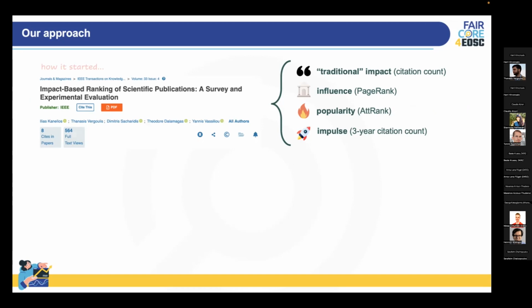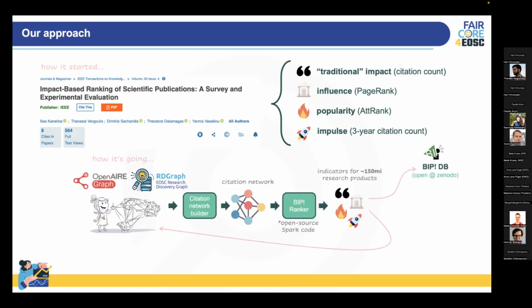And the other ones are the traditional impact, the citation count, as we said before, and the impulse, that is essentially how much attention an article has received the first years after its publication. So we have implemented a dedicated workflow in the RDGraph provision process, that is essentially the open provision process, to calculate this set of 4 impact indicators.